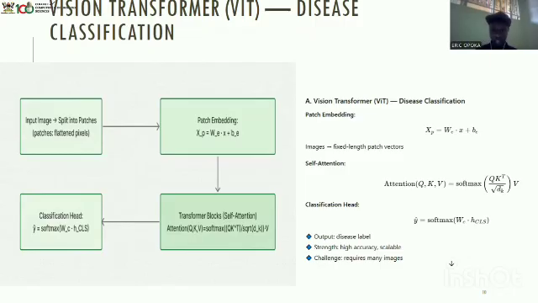So in this case, we have first the vision transformer. The vision transformer uses what we call splitting images into patches. The whole image is split into patches, and from the patches we get the patch embedding, which is the mathematical model we use in this case. So the patch embedding, we get it in this way.